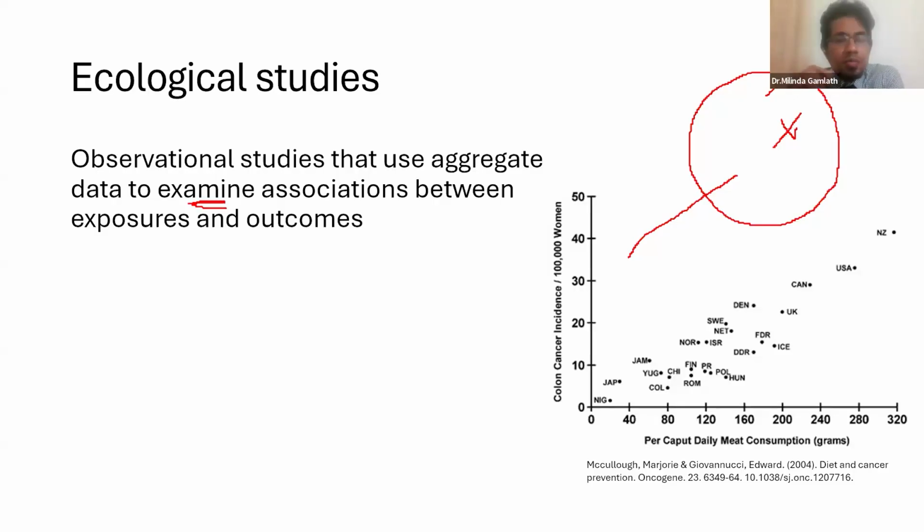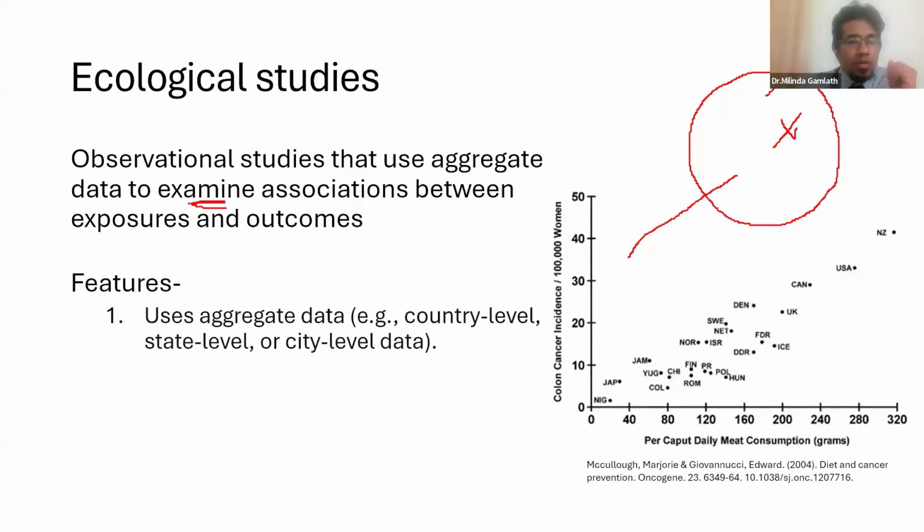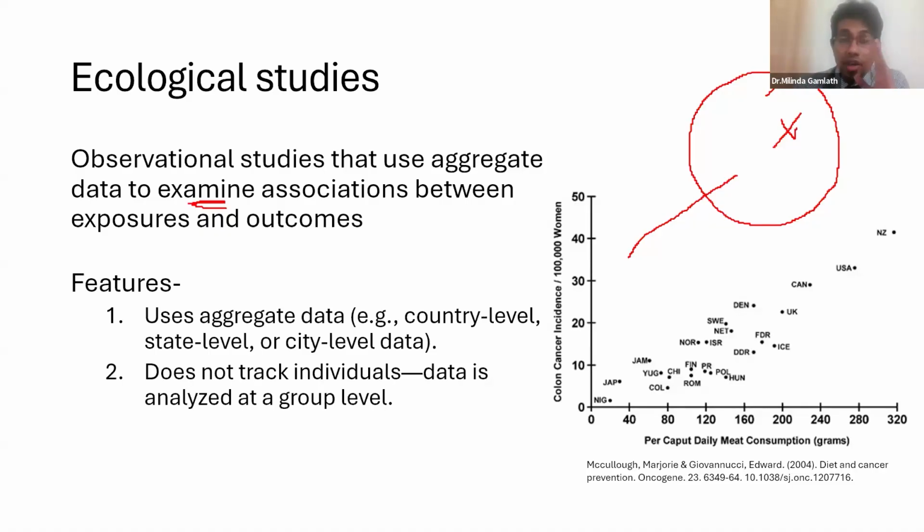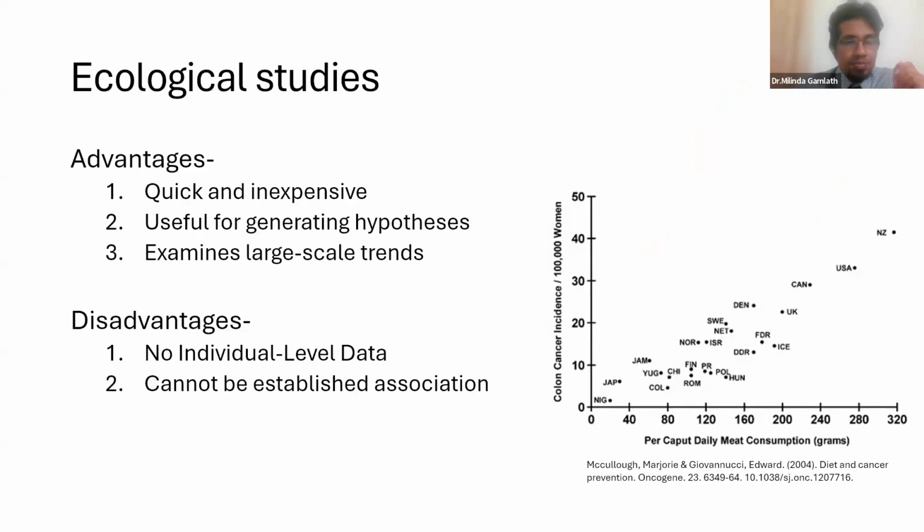So ecological studies, they do not establish associations. They simply examine the association that there is already. So that is why this is classified under descriptive studies, right? So the features of this are they use population level data. They do not track individuals. And because of this, it has certain advantages and disadvantages.